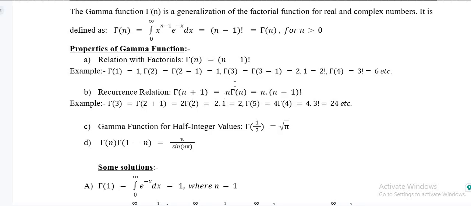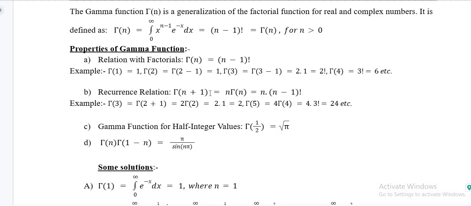Then the next one, you have another relation. If you have gamma n plus 1, you can also represent it in n plus 1 format. So the n plus 1 format can be given as n into, sorry, n into gamma of n. And we know gamma n is equal to n minus 1 factorial. So this can be represented as n into n minus 1 factorial. So depending on the requirement, either we represent it in terms of n minus 1 factorial, or we can represent it as n into n minus 1 factorial.